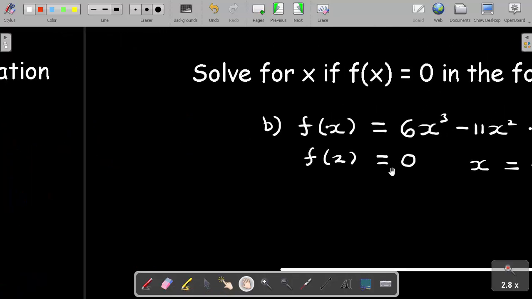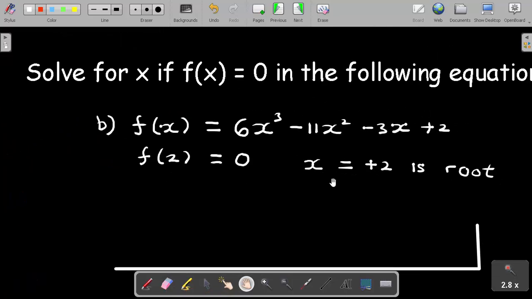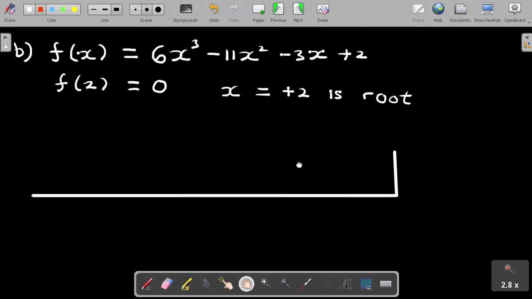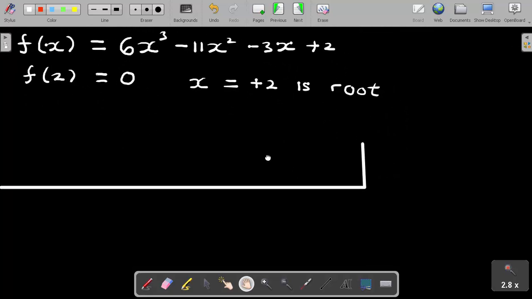Now again here they said solve for x in the following equation. Like you saw before, this is my equation here. If I put in 2 here, I get 0. So what does that mean? That positive 2 is a root, right? So I get that root and proceed like we did before. I'm going to put this positive 2 here.